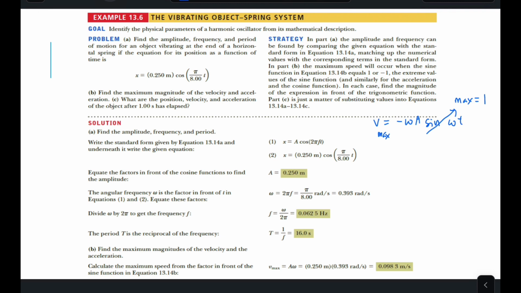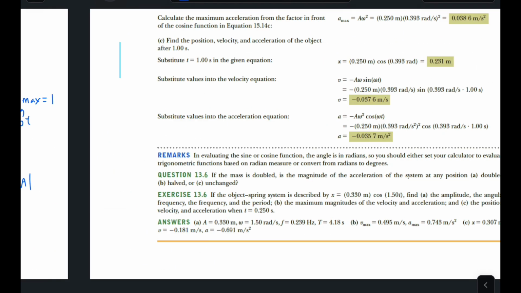Only tangent can give 1 point something. So if that is the case, V maximum will be left with this only, negative omega A. Since the question is asking for magnitude, we are going to take the modulus. The negative is dropped. So this is the answer.